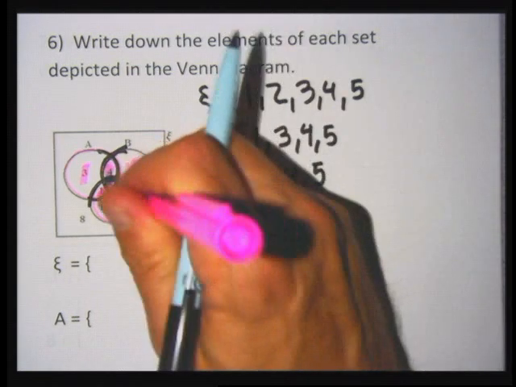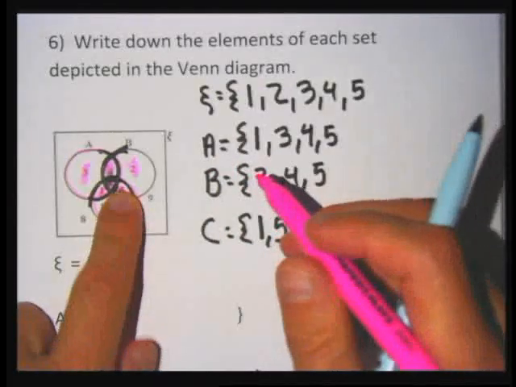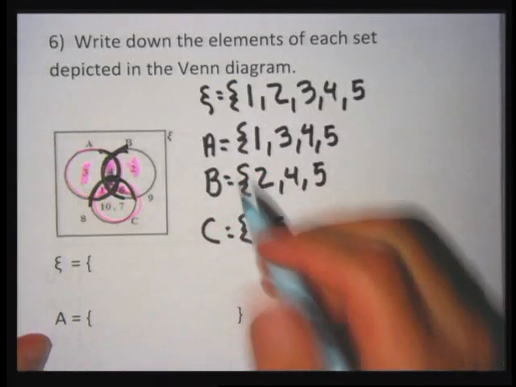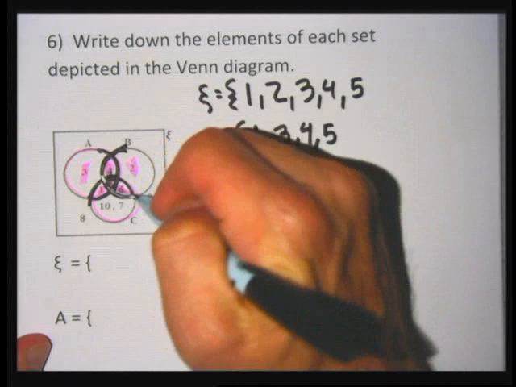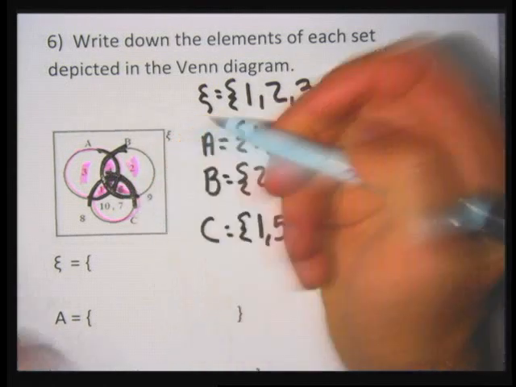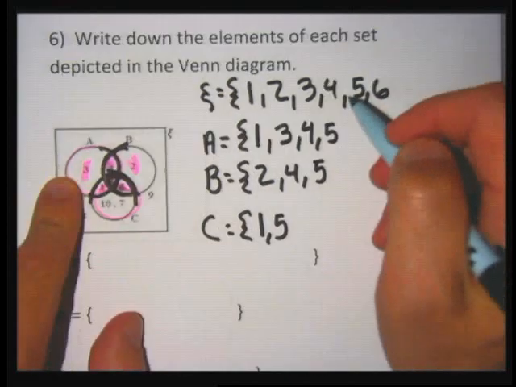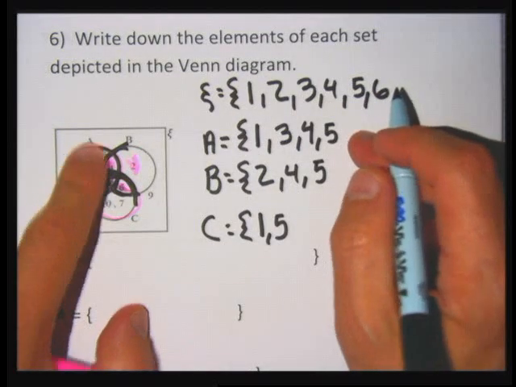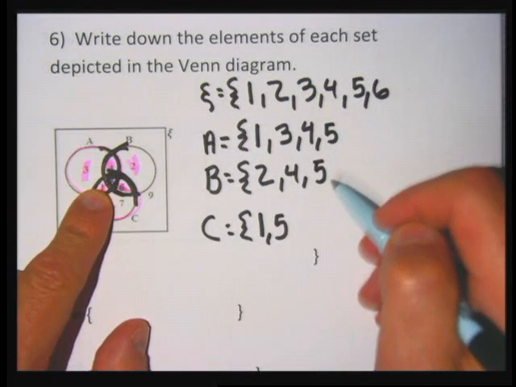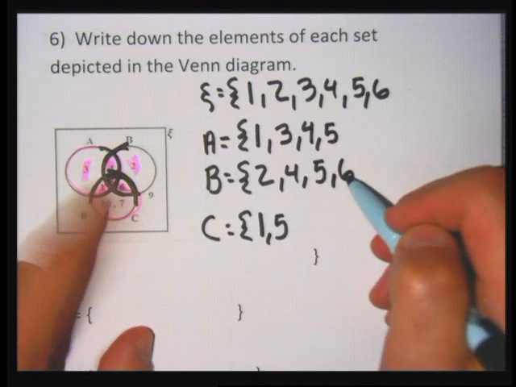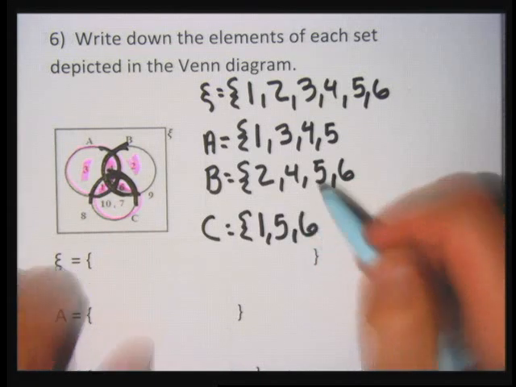6 is not in the A circle, but it's in the universe. 6 is in the B circle, and it's in the C circle. So I'm going to place the 6 as part of the universe. It's outside the A circle, so it won't go in the A. It's inside the B circle, so it'll go in the B. And it's inside the C circle, so it'll go in the C.